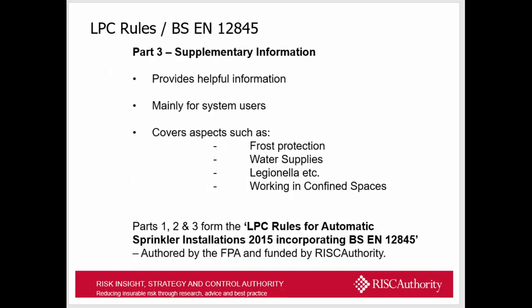And Part 3 is additional information, as we can see there. It provides helpful information for system users, and it covers additional aspects under the Risk Authority, what we call risk control working documents. So it gives you ideas on how to protect from frost, what water supply requirements are, Legionella issues, and working in confined spaces. And all 3 parts form the LPC Rules for automatic sprinkler installations, incorporating the British standard BS EN 12845. This is authored by the FPA and funded through Risk Authority.